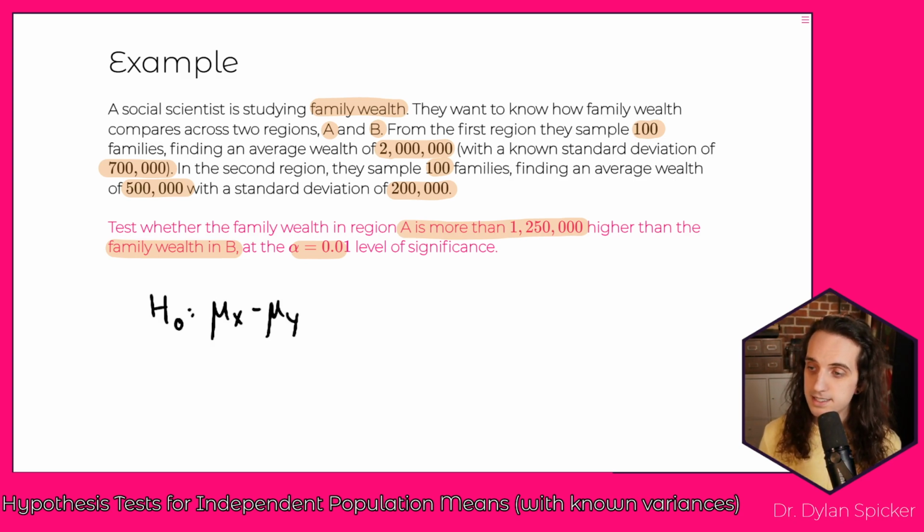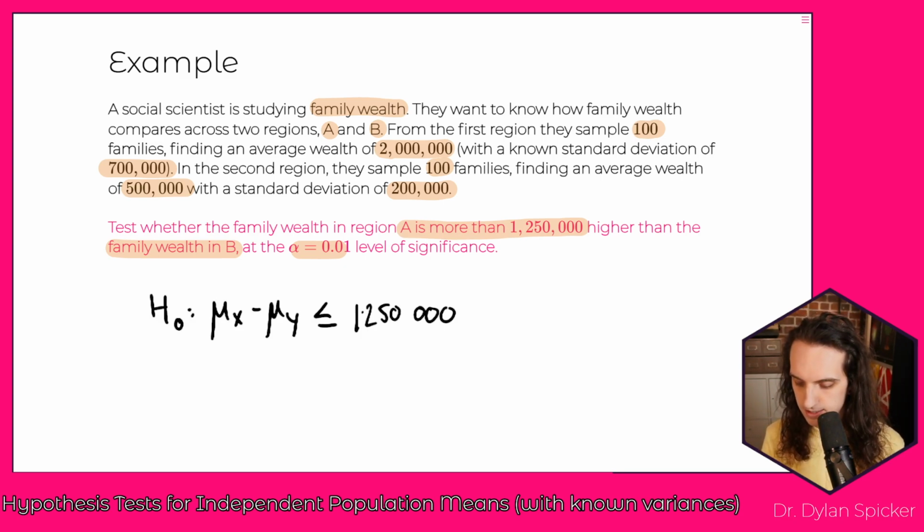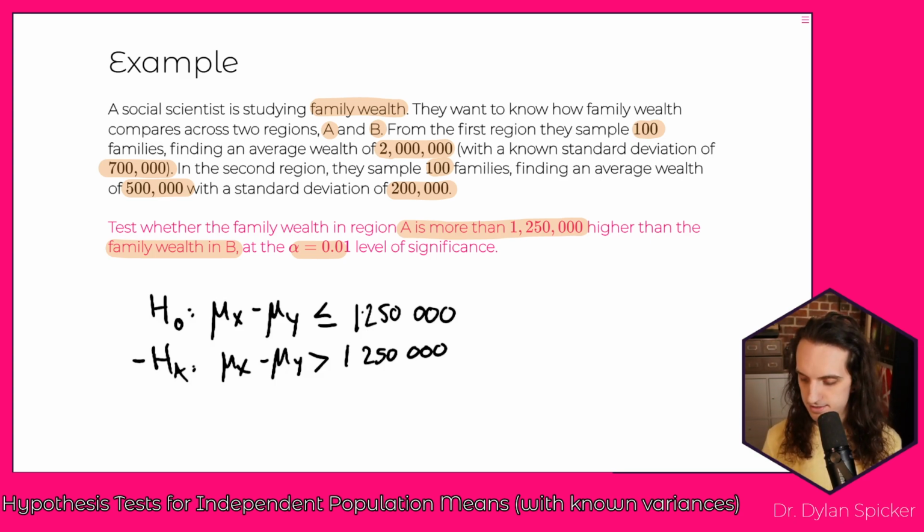But what we want to be testing is, is this actually greater than $1.25 million? So the researchers want to ask, is it greater than $1.25 million? And so the null hypothesis has to become that this is less than or equal to $1.25 million, right? Because then the alternative becomes that mu x minus mu y is greater than $1.25 million. If we are able to reject the null hypothesis, then we get evidence for this claim that the researchers are interested in testing.